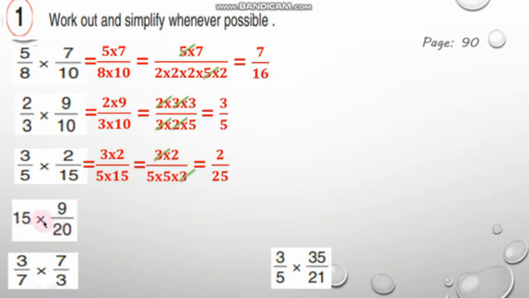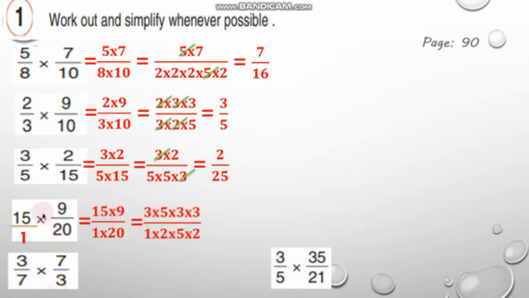Now I have 15 times 9 over 20. So 15 times 9 over 1 times 20, because 15 I can write as 15 over 1. Now I can decompose 15 and 9 and 20. 15 is 3 times 5, 9 is 3 times 3, and 20 is 2 times 5 times 2. Now I can simplify by 5 and I write the answer 27 over 4.